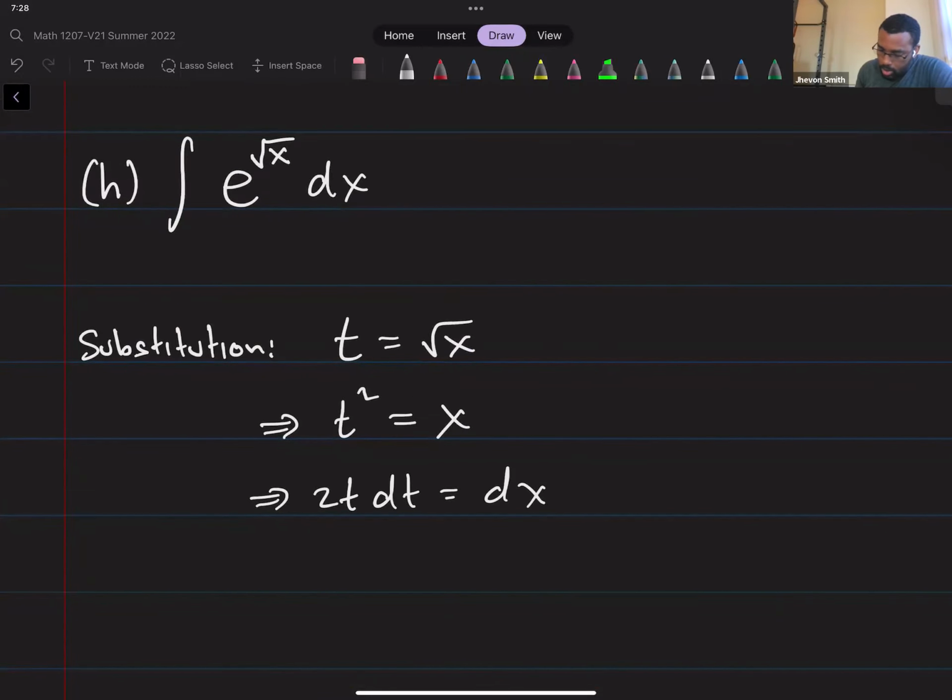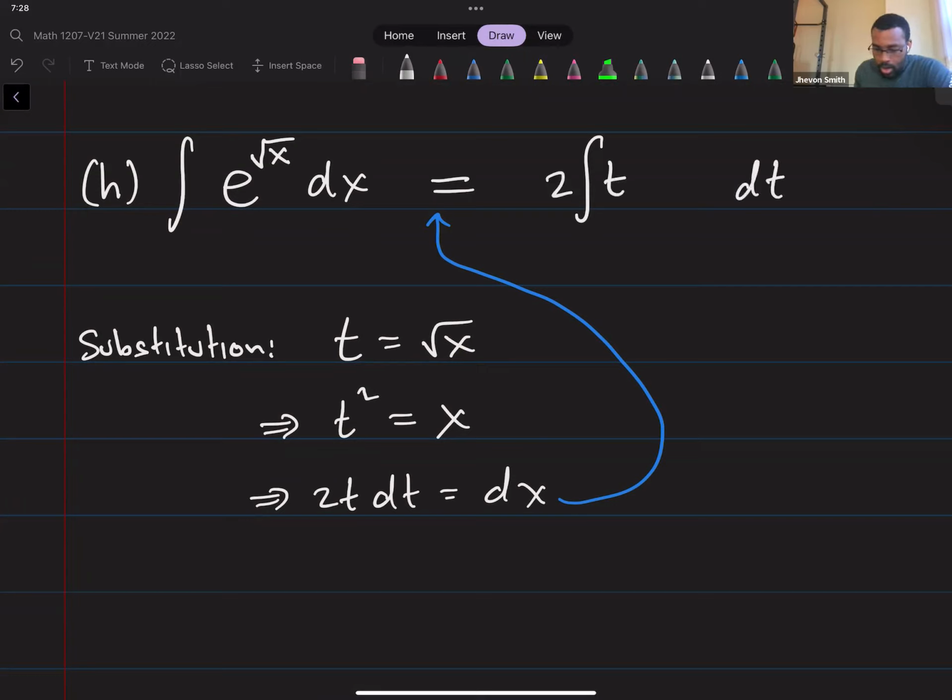And so I'm going to plug into this guy. Where I see dx, I'm going to put 2 times t dt. And what else am I going to have left? Well, I'm going to have the e to the radical x, but radical x is t. So essentially now I have the integral of t times e to the t dt, which essentially is just like x e to the x, which we did an example of before.